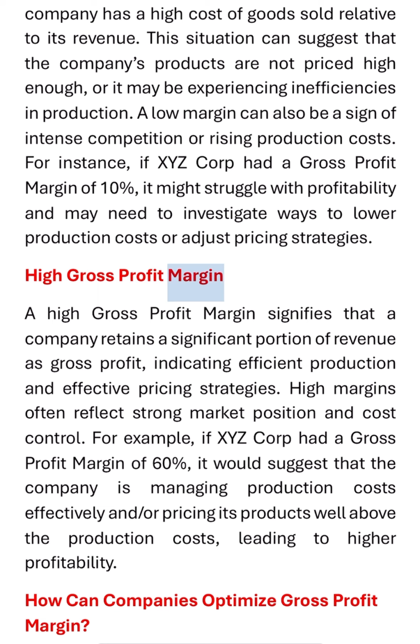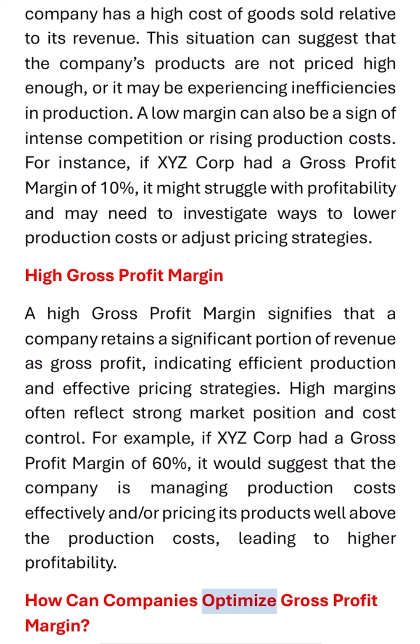High gross profit margin. A high gross profit margin signifies that a company retains a significant portion of revenue as gross profit, indicating efficient production and effective pricing strategies. High margins often reflect strong market position and cost control. For example, if XYZ Corp had a gross profit margin of 60%, it would suggest that the company is managing production costs effectively and/or pricing its products well above the production costs, leading to higher profitability.